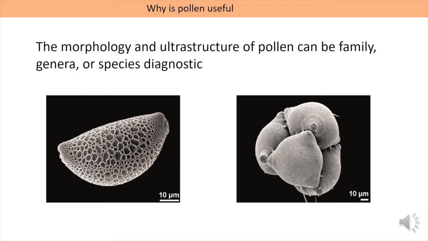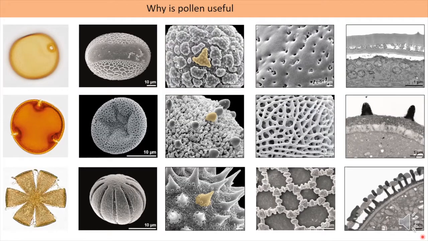The reason why pollen is useful for various different scientific disciplines is that the morphology and ultrastructure of pollen can be either family, genera, or species diagnostic. The reason why we use light microscopy, scanning electron microscopy, and transmission electron microscopy to investigate pollen grains is that each type of microscope adds different important information that can be used to differentiate pollen.